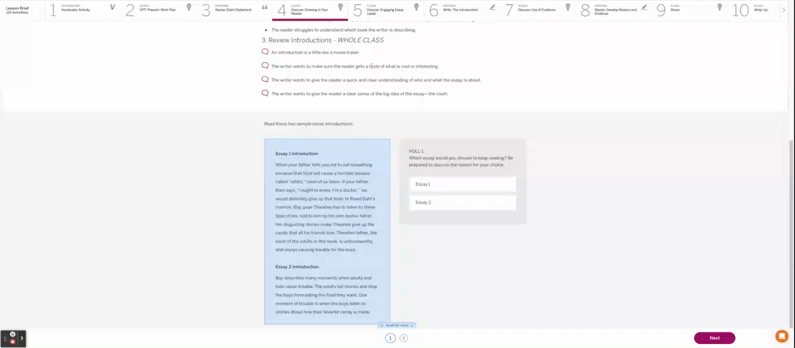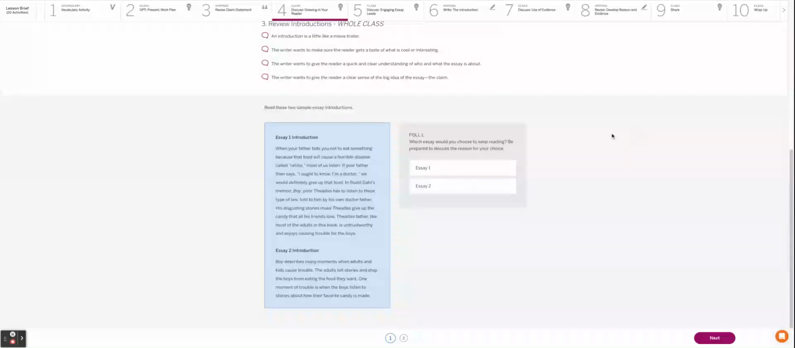You want the reader to understand what is interesting or unique or cool about your perspective. And it's a quick and clear way to show what the rest of the essay is going to be about. And you're providing a hint or a sense of the big idea of the essay, which is what your claim is. So here you're going to decide between these two introductions, which one would you choose to keep reading?